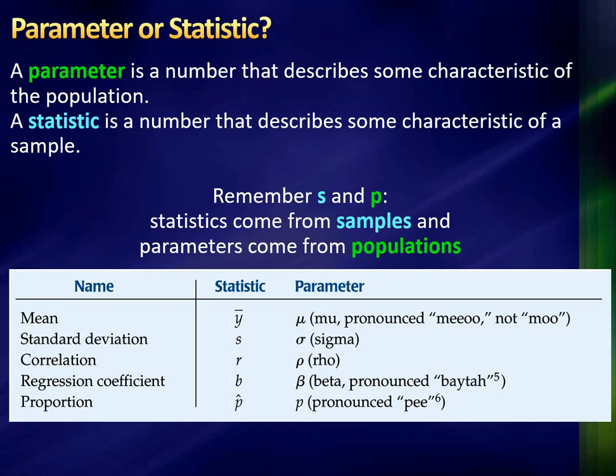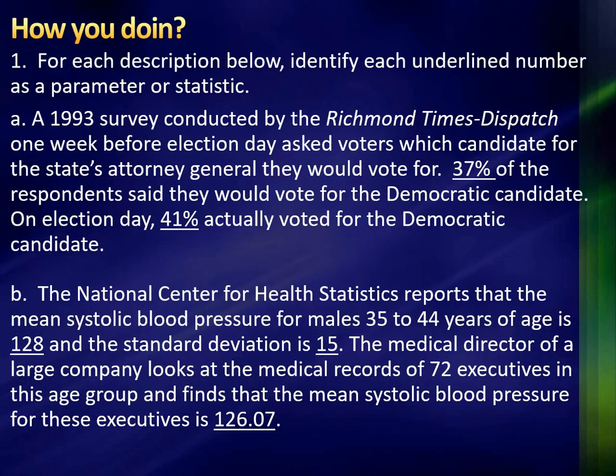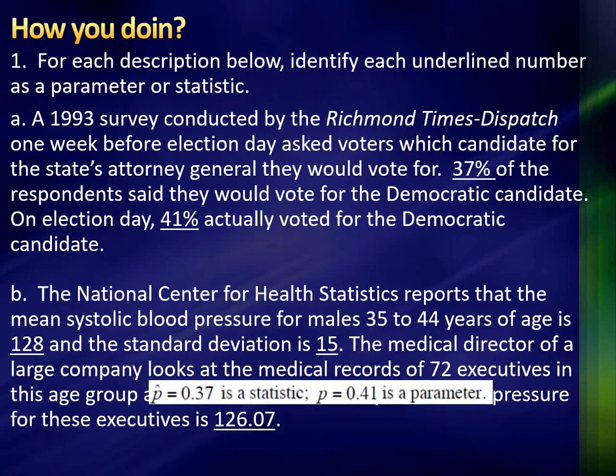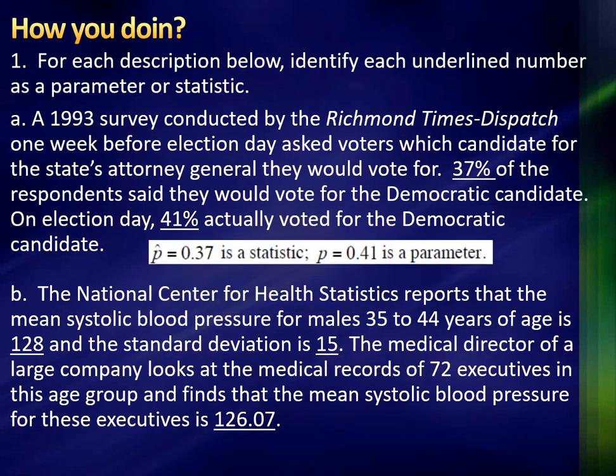All right, this shouldn't have been too complex. So if we're going back to this for problem number 1, which of those two numbers is the parameter? 41% is the parameter, because that's what I'm trying to estimate. I'm trying to figure out what actually will happen, whereas the statistic is 37. So the difference here is between a prediction or an estimate and the actual reality.